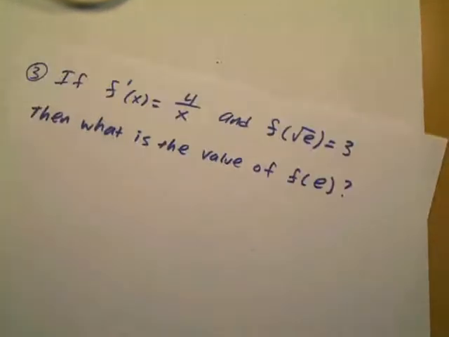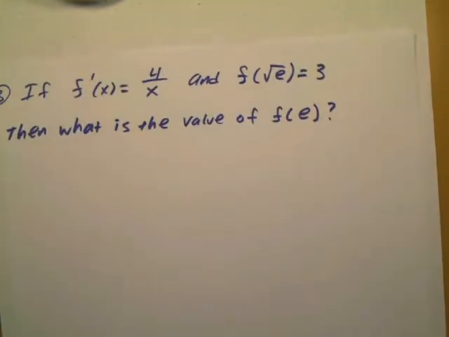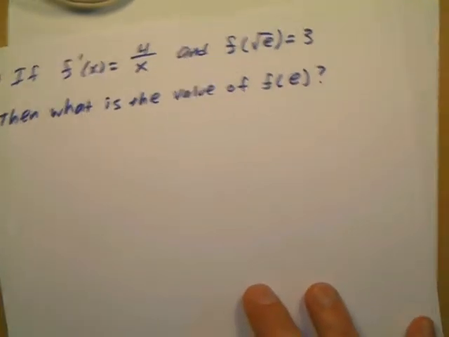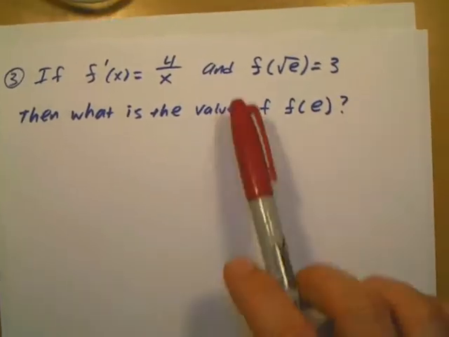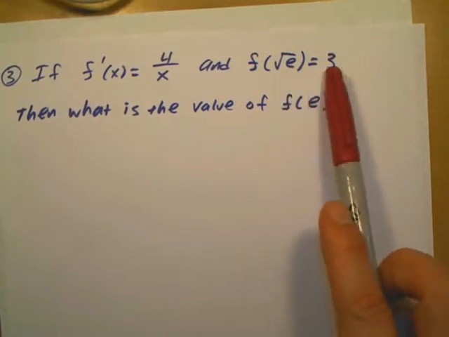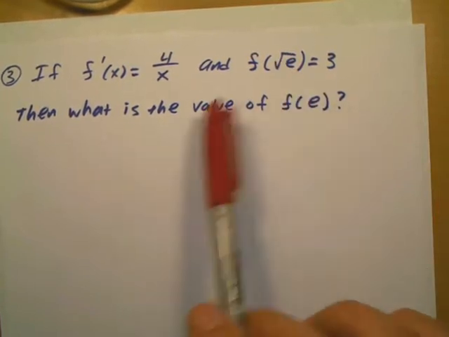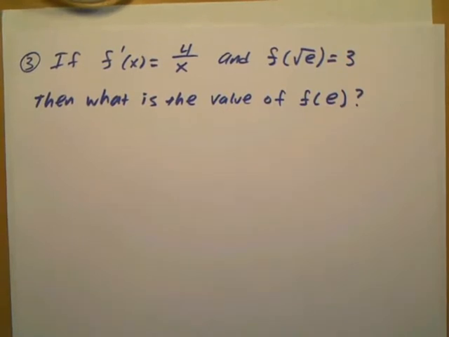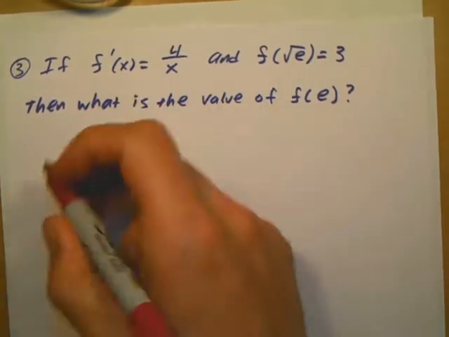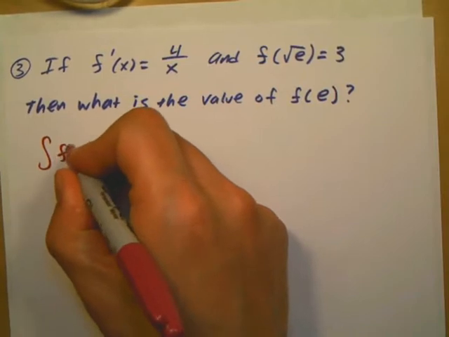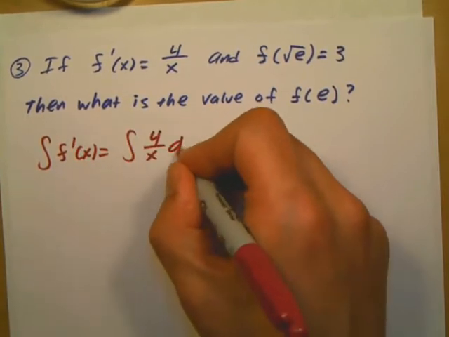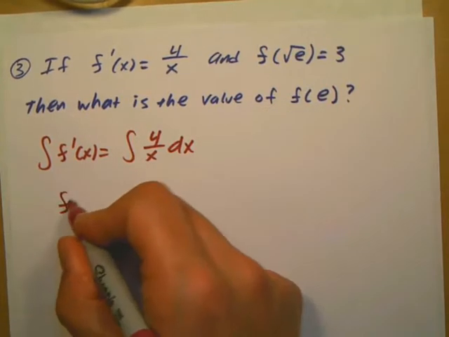So, last example. It gives us the first derivative, and it tells us that it's going to have a function passing through a certain point, and it also wants us to find the value of the function at a different point. So, in order to find this specific function, I have to integrate. So I'm going to integrate f prime. So I'm going to integrate 4 over x with respect to x.